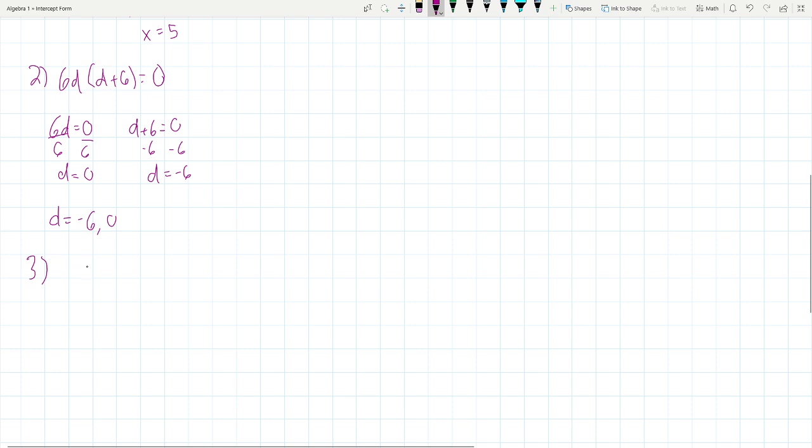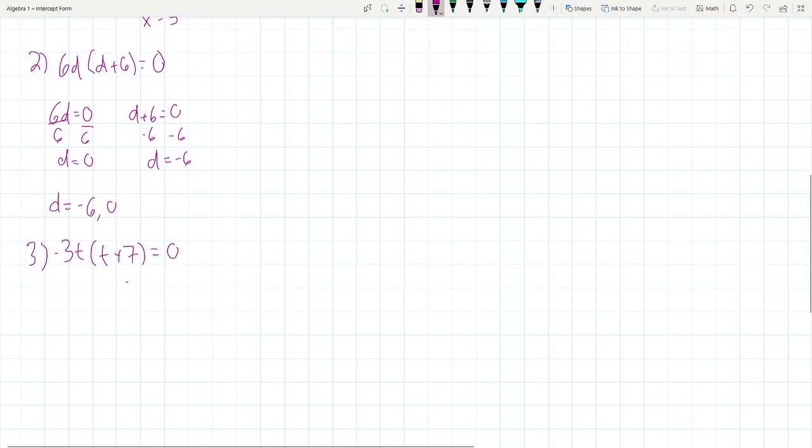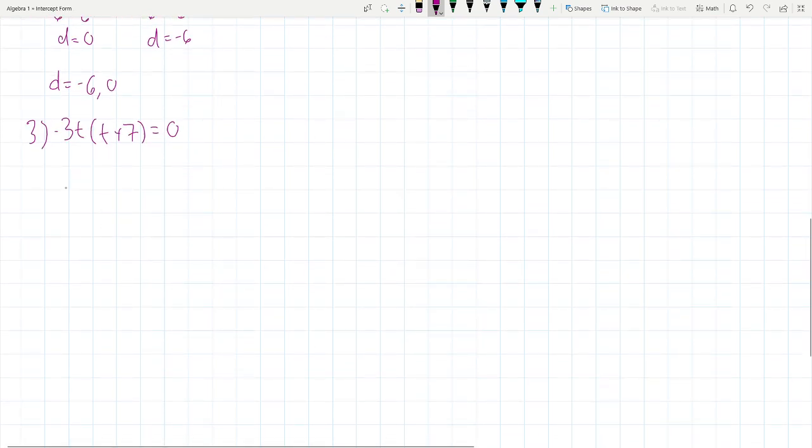Alright, so number 3, I have negative 3t times t plus 7 equals 0. And so I separate these, so I get negative 3t equals 0 and t plus 7 equals 0. So I get t equals 0 because I divide both sides by negative 3, and I get t equals negative 7 because I subtract 7 from both sides. So my answer is t equals negative 7, comma, 0.